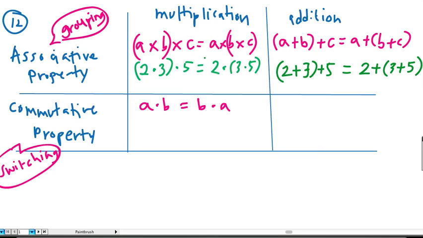Notice that we just switched them around. Also, we only have 2 variables here. We could have more and we could switch them in different orders, but using 2 of them is the easiest way to show it.